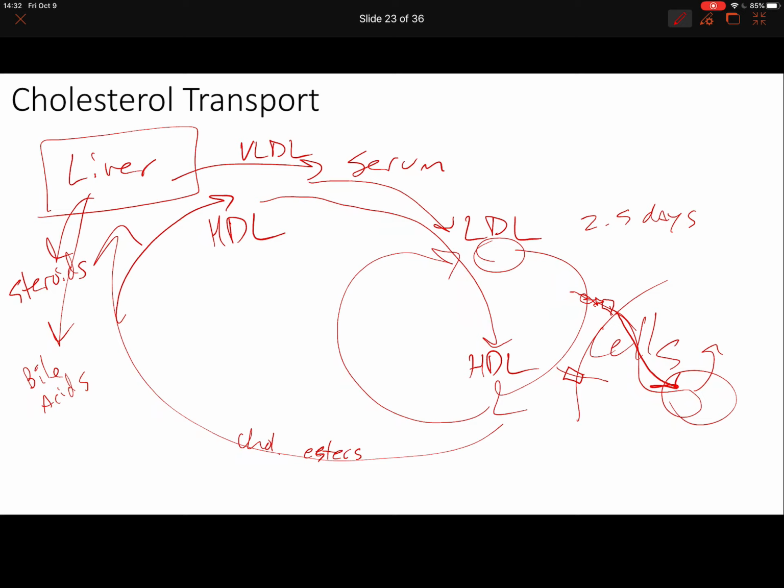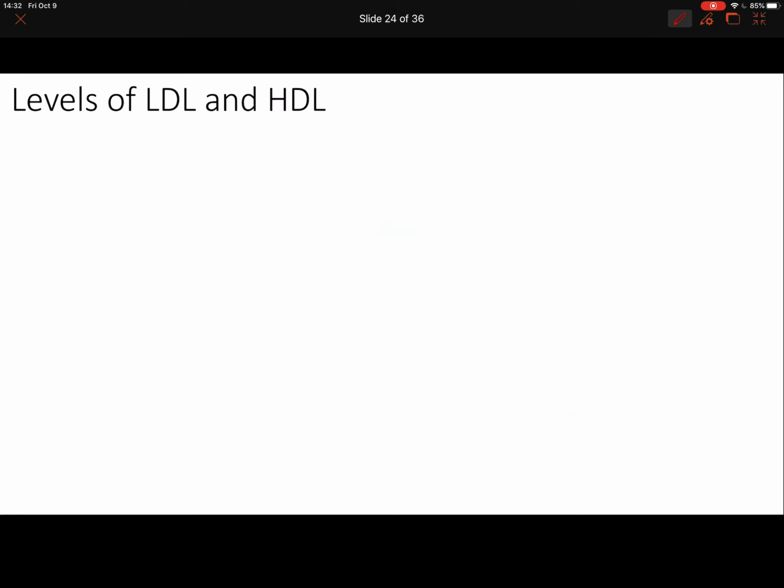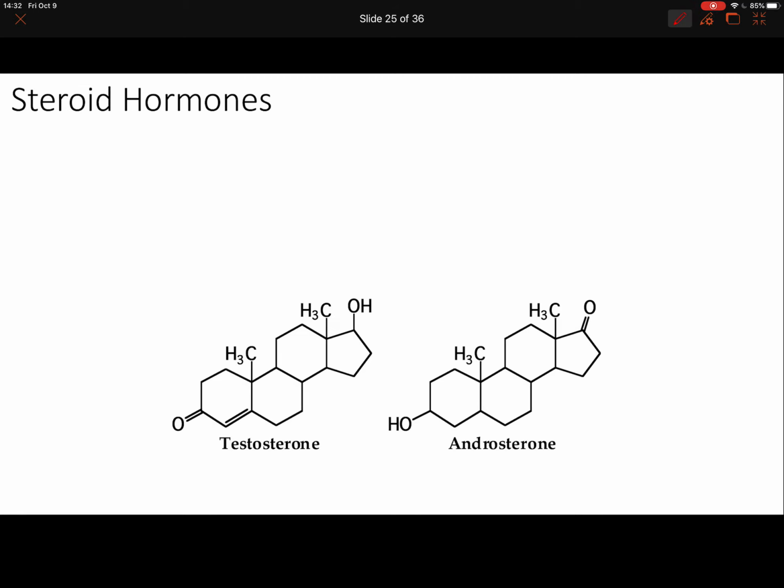The commonly used statin drugs inhibit the synthesis of cholesterol by blocking HMG-CoA reductase. It's an enzyme that's part of that cycle of cholesterol synthesis. Kind of lost what I was thinking.